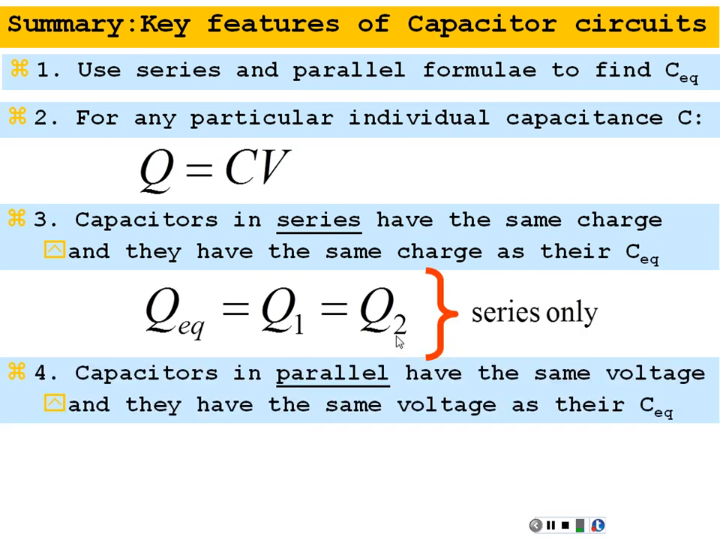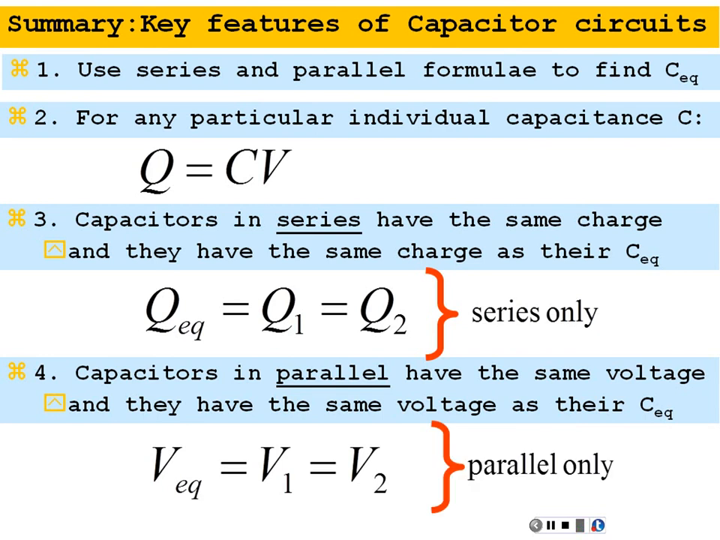Capacitors in parallel have the same voltage as anything in parallel, and they have the same voltage as their equivalent capacitance. So if we have a parallel combination, the voltage will be equal across all those branches of the combination. That's only for parallel. These are all very simple objectives, but they're actually what we're going to be using to analyze circuits. And if we know when to use them, then it will allow us to proceed in a very logical way in our circuit analysis.